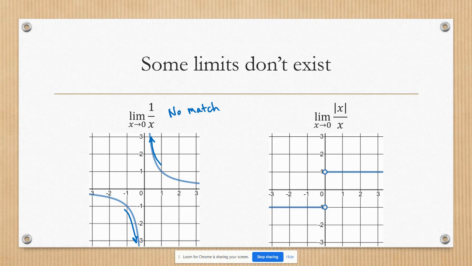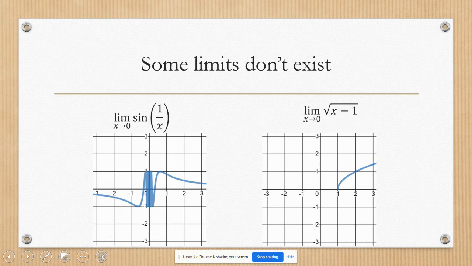This one is similar, but these are not limits that are infinite. If x approaches 0 from the negative direction, my y-coordinate is approaching -1. But as x approaches 0 from the positive direction, my y-coordinate is +1. And since those don't match, the limit does not exist.